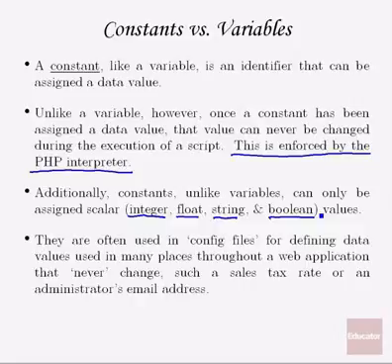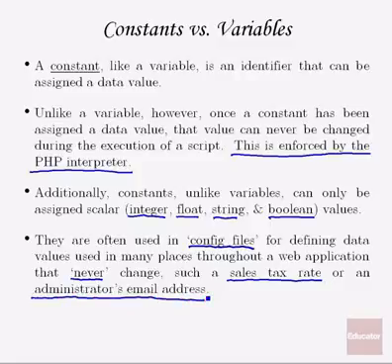Additionally, as mentioned, constants are often used in what you'd call config files for defining constant values that you use in many places throughout your web application. I say things that never change because basically they change, but they're not going to change during the execution of your web application. Examples might be the sales tax rate, which isn't going to change very often, and maybe you'll have an email form on your website, and you always want it to email to a default administrator's email address. That's something that you could define as a constant.